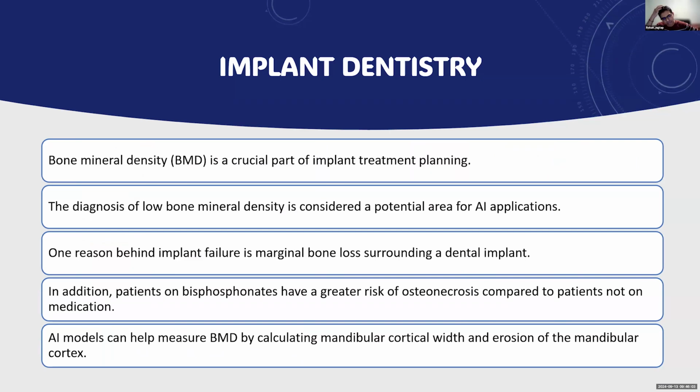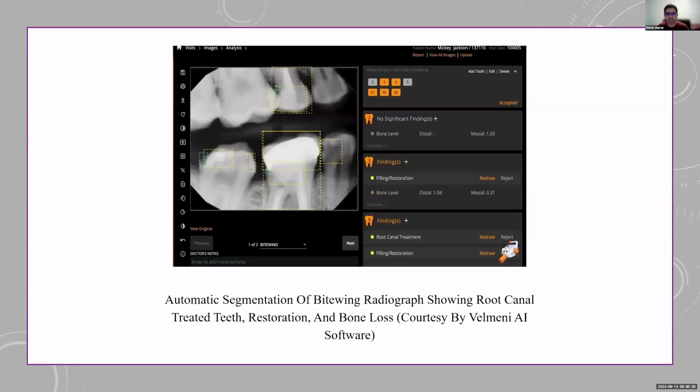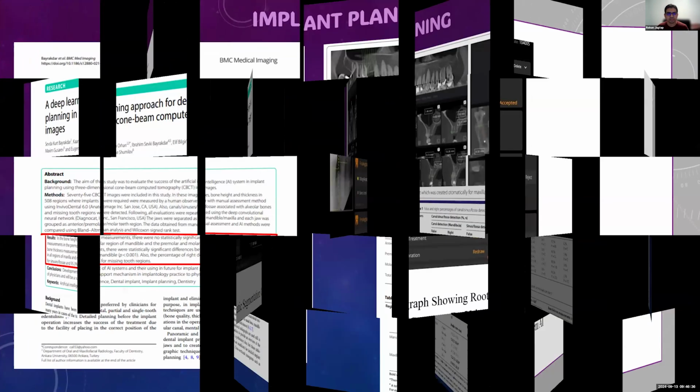Implant dentistry, it's helping a lot in the case of implant treatment planning. And also the next application is about density, bone mineral density, whether the implant would survive or not. So that's another area AI is helping. This is a software, again, showing the complete margin of implants and any bone loss surrounding it. Restoration, it would be able to detect a root canal treated tooth and then again bone loss.